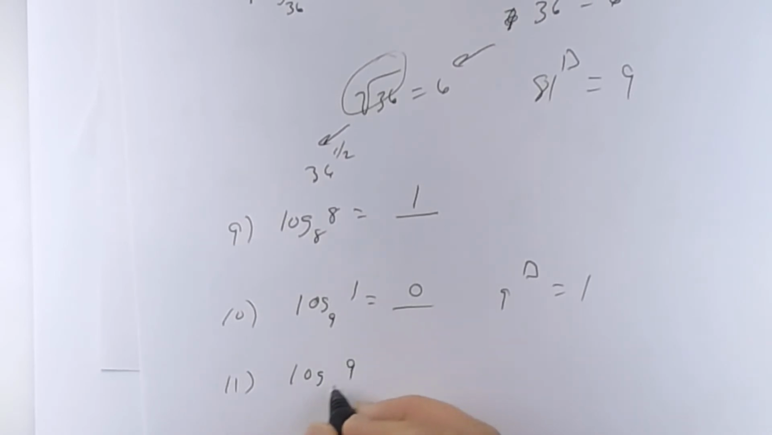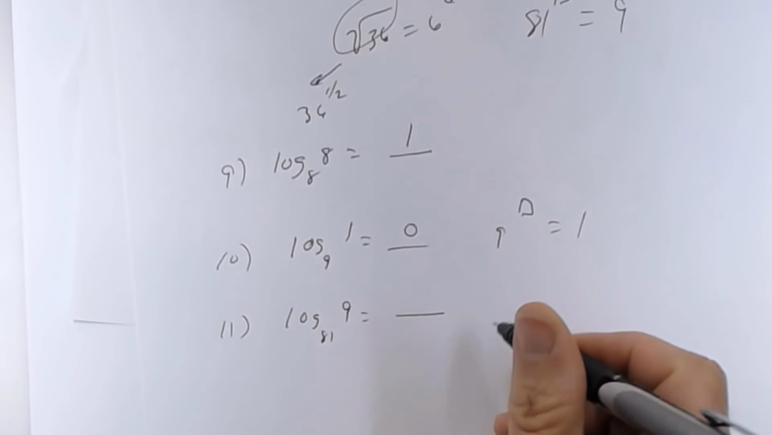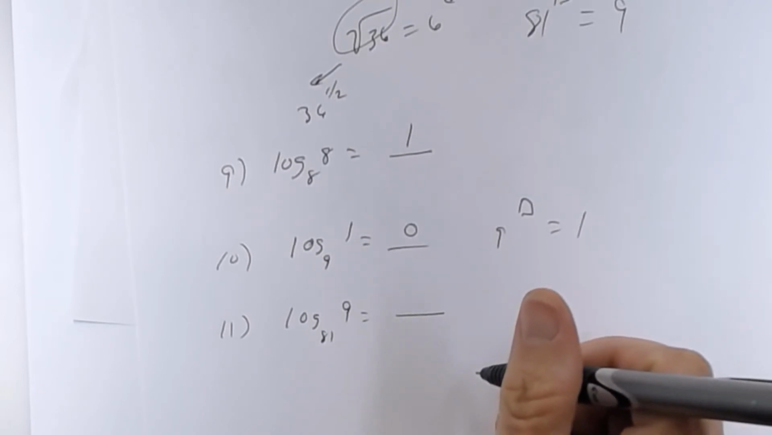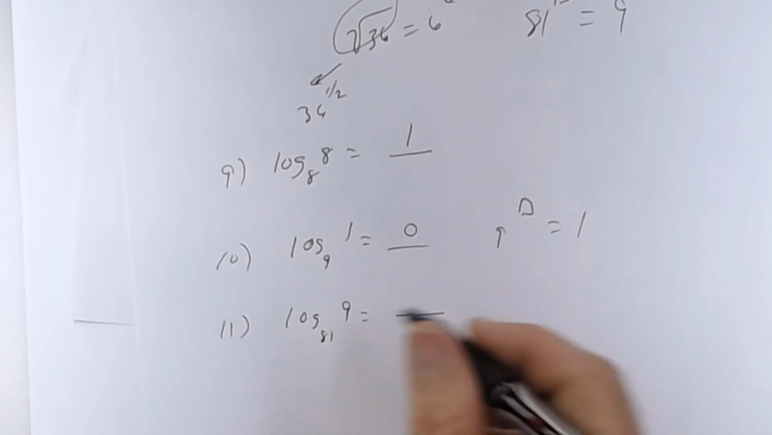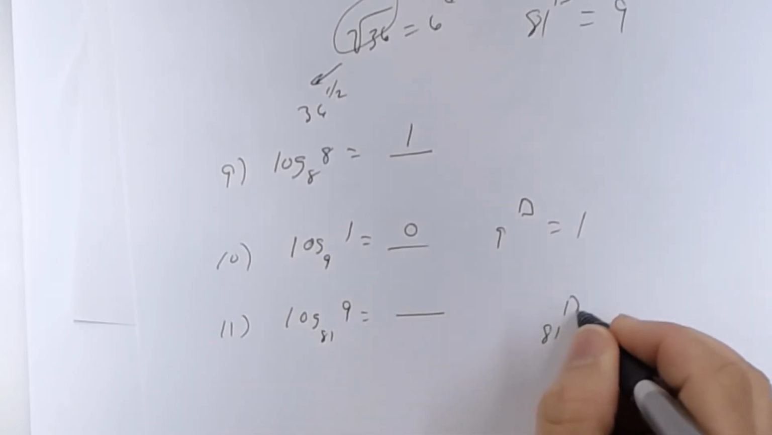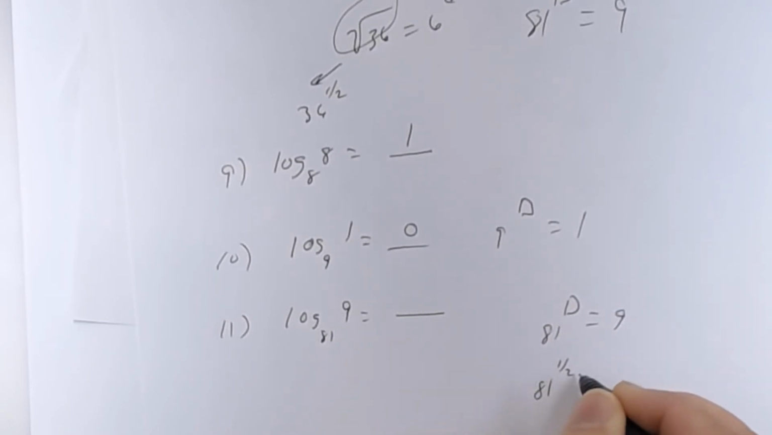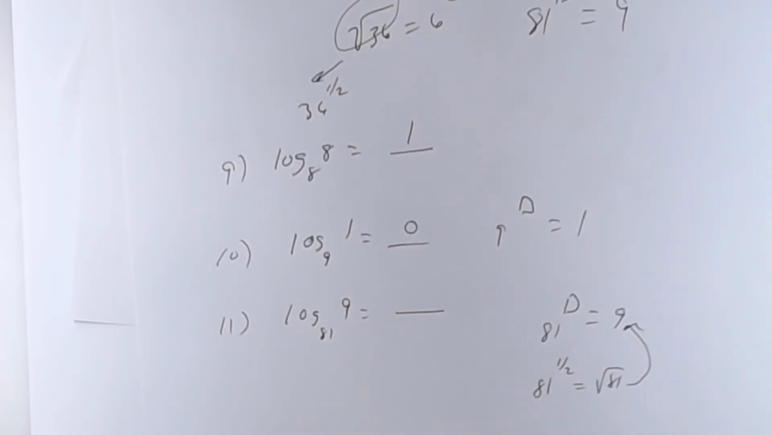Log of 9 base 81. Log of 9 base 81. 1/2. The square root of 81. That is 81 to the 1/2 power because that means the square root of 81, which is 9.